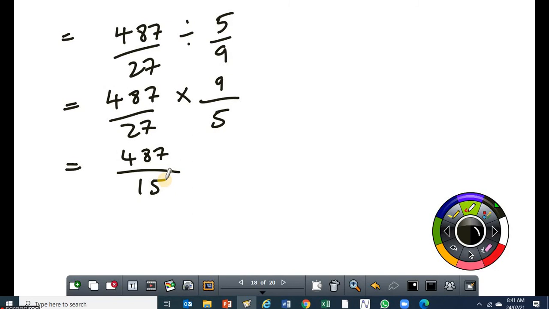Okay? Now, can that be simplified? No. Because, okay, 3, if I put 3 here, it cannot be simplified. So this will be the final answer. You can't simplify. There is no common factor between 487 and 15. Okay? So that will be your final answer.